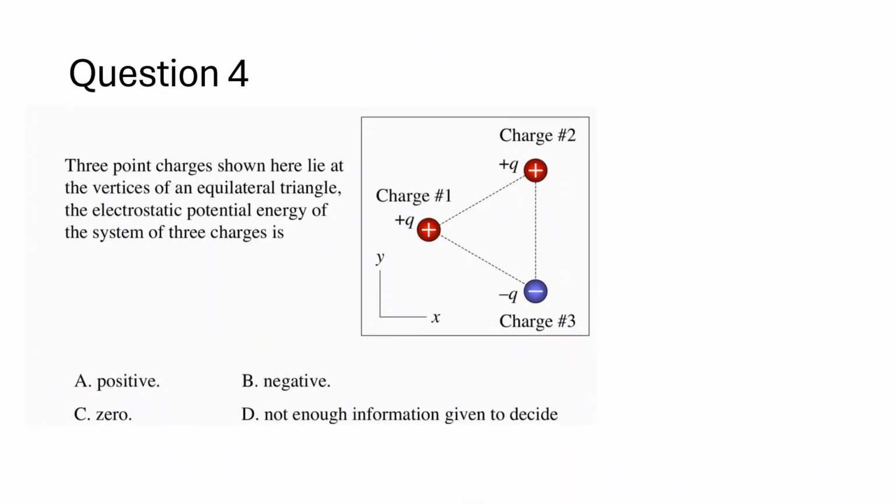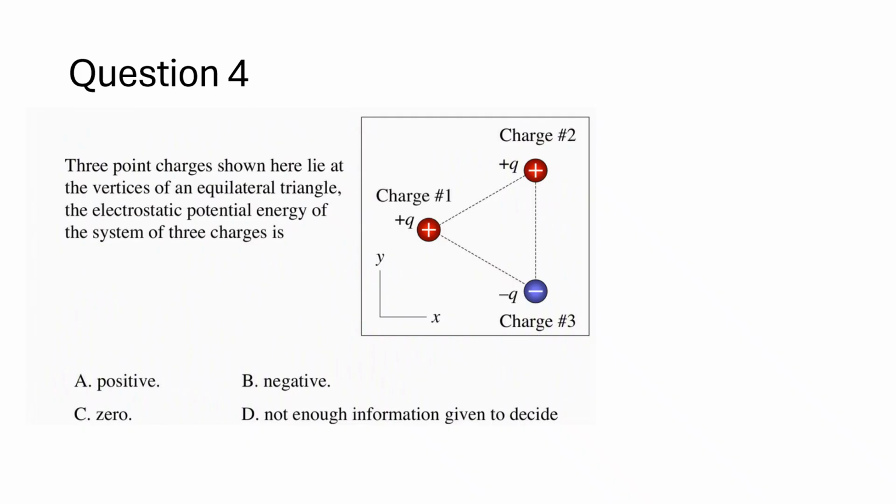Three point charges shown here lie at the vertices of an equilateral triangle. The electrostatic potential energy of the system of 3 charges is positive, negative, 0, or you think maybe the information provided is not enough to decide. Let's look at it together.